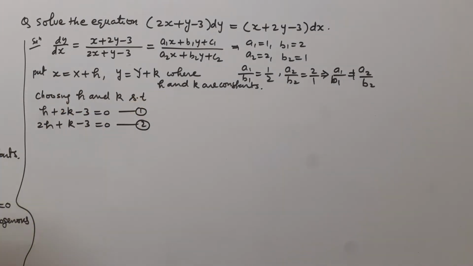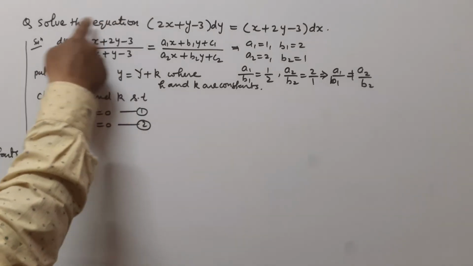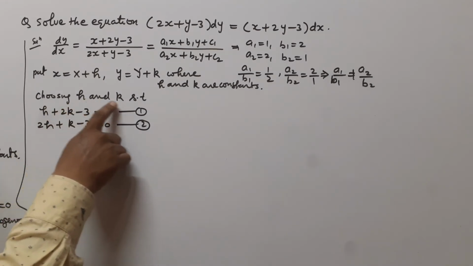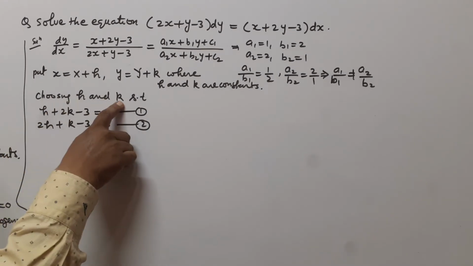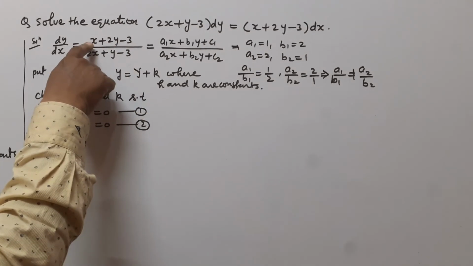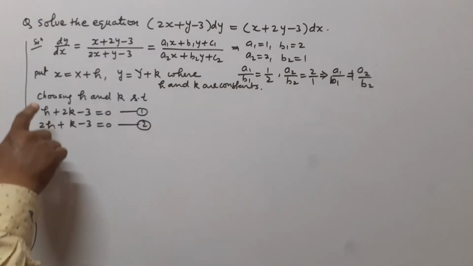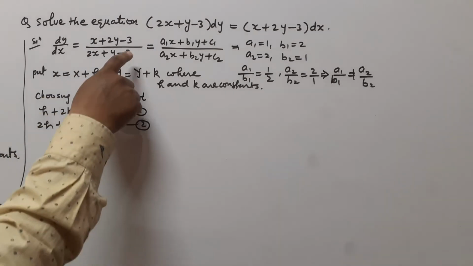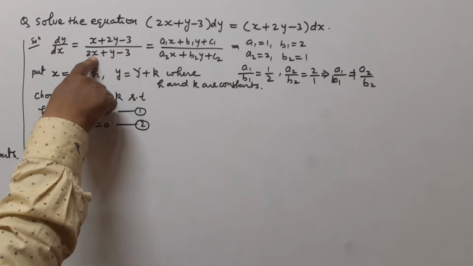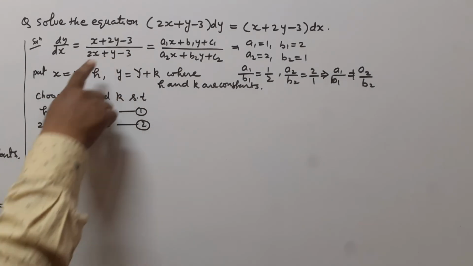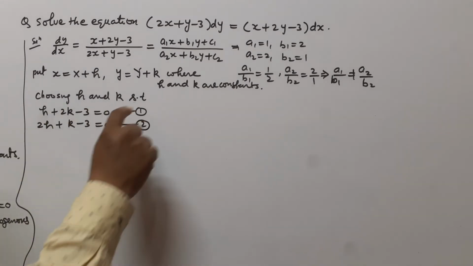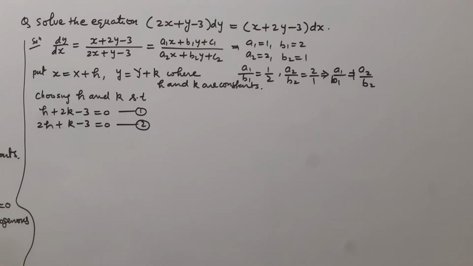We get two equations, 1 and 2. This is a first order first degree differential equation. Here we choose constants h and k such that in the numerator, in place of x we put h and in place of y we put k, and we get equation 1. Similarly in the denominator, in place of x we put h and in place of y we put k, and get equation 2. Now we solve these equations 1 and 2 and get the values of h and k.